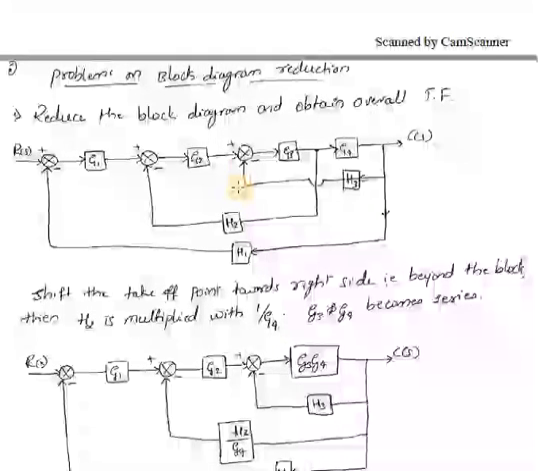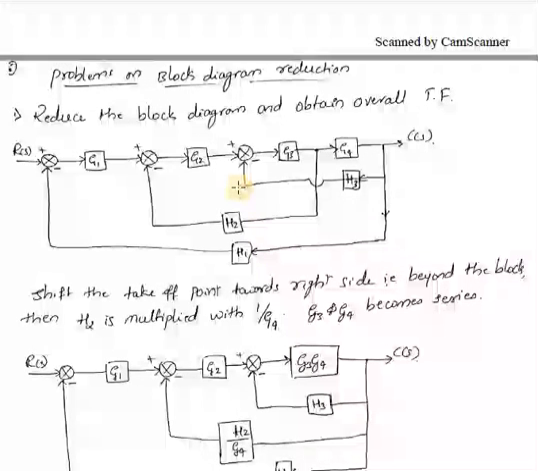So first try to understand the given problem and look for any series or parallel combinations. If there is no parallel or series combination, then only go for shifting of the takeoff or summing point. And while using those rules also, make sure that just by one shift you will get the canonical loop at least for the remaining blocks, so that it will be easy to simplify the problem.